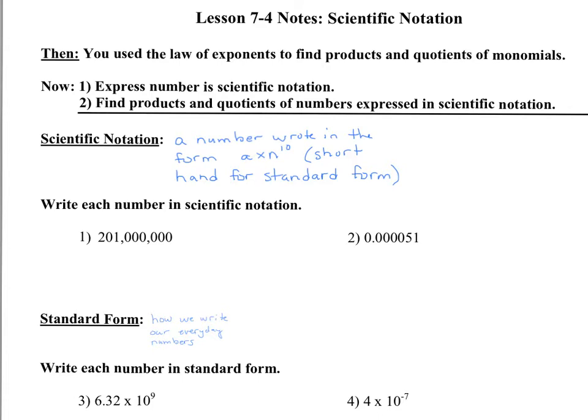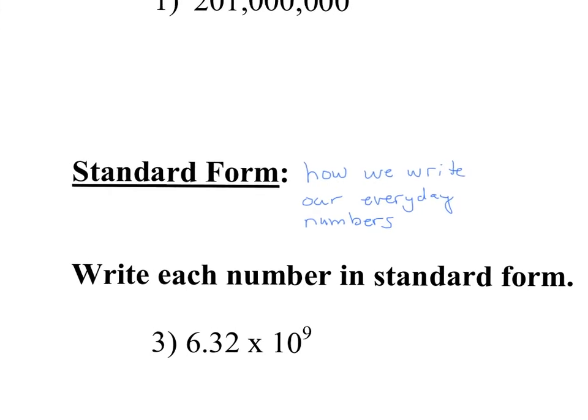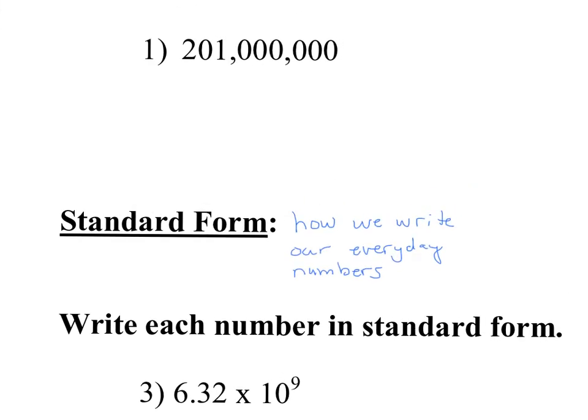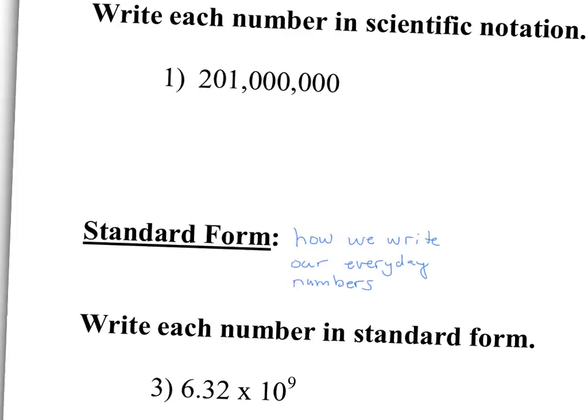Okay, so scientific notation is simply a number that is written in the form of a times 10 to the nth power, which is basically just shorthand for standard form, okay? And since I've already kind of got standard form here, let's go ahead and bring it in. Standard form is just how we write our everyday numbers. So this example right here is in standard form, okay? We're going to be taking this into scientific notation, but standard form is just how we write our everyday numbers. All right, so kind of zooming back up here.